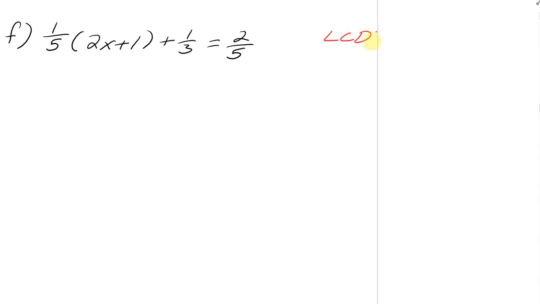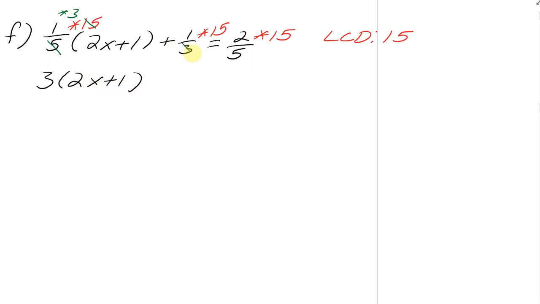So here my LCD is going to be 15, so I'm going to go ahead and multiply each part by 15. And now I can do my cancellations. So 5 goes into 15 3 times, and 1 times 3 is 3, so this is 3 times 2x plus 1. Then for the next one, 3 goes into 15 5 times, so 1 times 5 is going to give me 5, and that's actually it. And then 5 goes into 15 3 times, so 2 times 3 is going to give me 6. So here's what I'm left with.